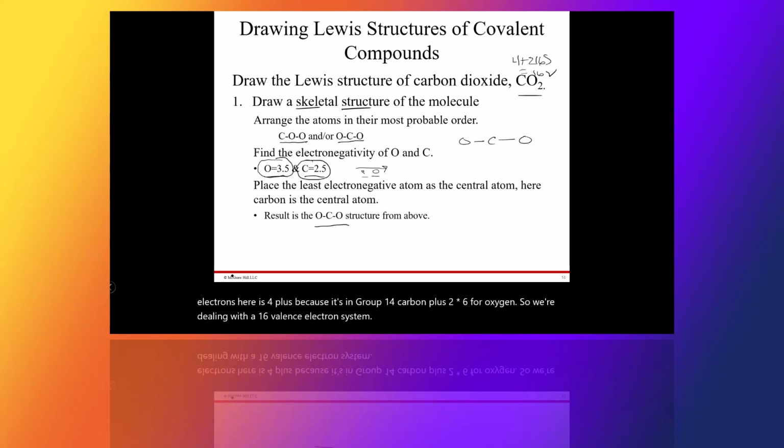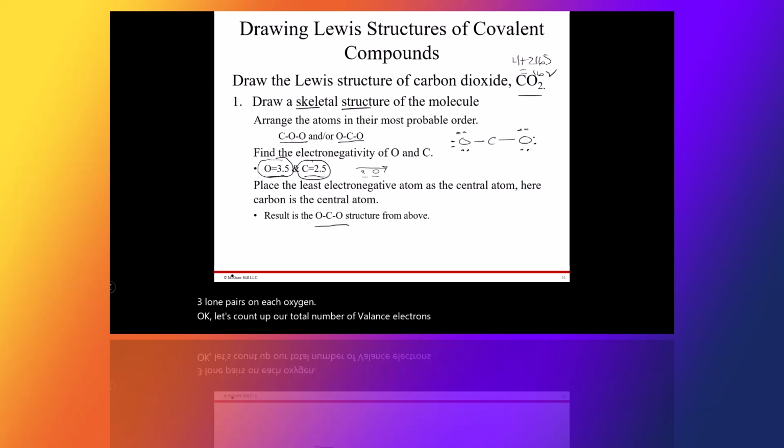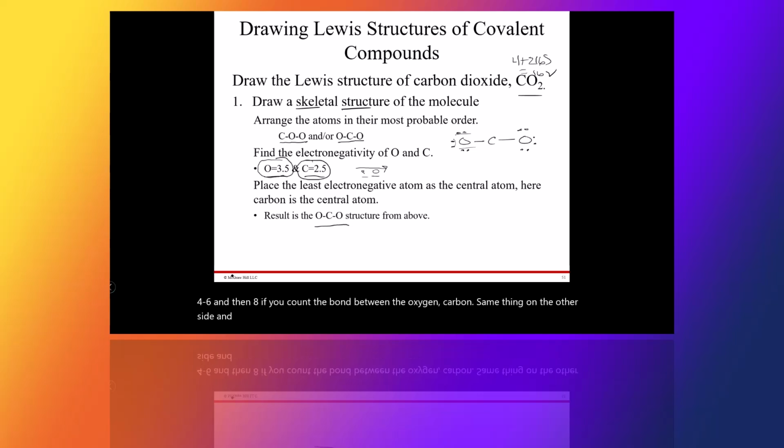So let's do this. There's one bond here. Let's put 3 lone pairs on each oxygen, like so. Okay, let's count up our total number of valence electrons. There's 2, 4, 6, and then 8 if you count the bond between the oxygen and carbon. Same thing on the other side. And so each oxygen feels like it has 8.